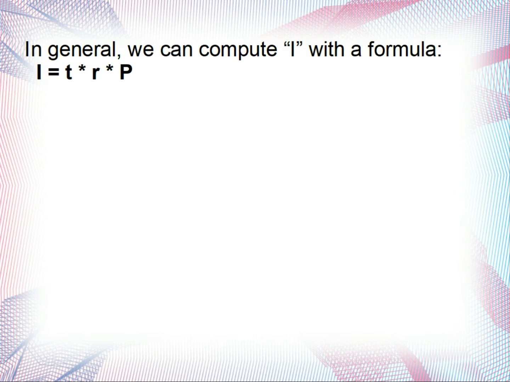In general, though, the interest does have a formula. It's the term times the rate times the principal. But if you look at the original formula for calculating the total value, I can see that the interest is actually in there, T times R times P. So another way that we could calculate the final value is by taking the principal plus the interest.